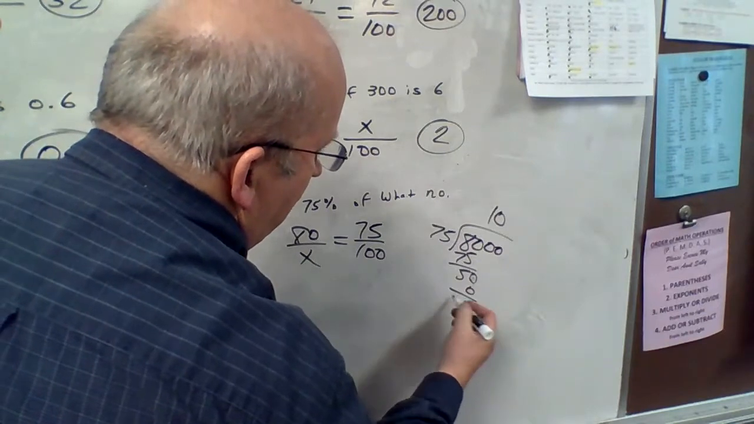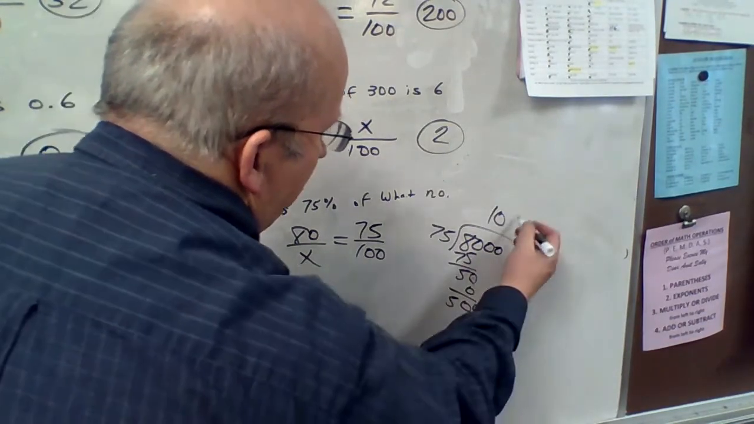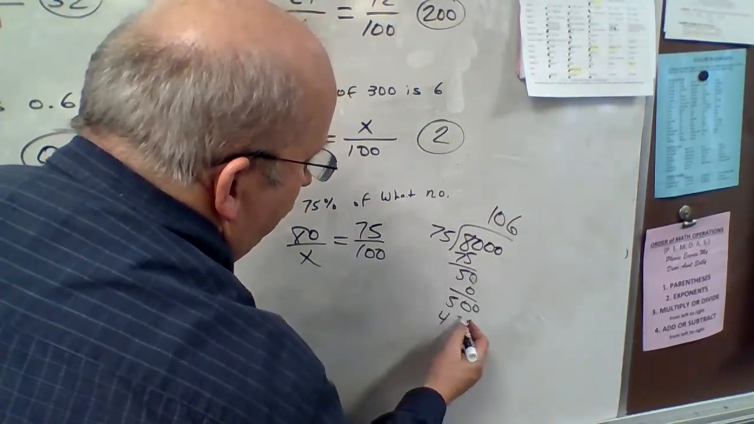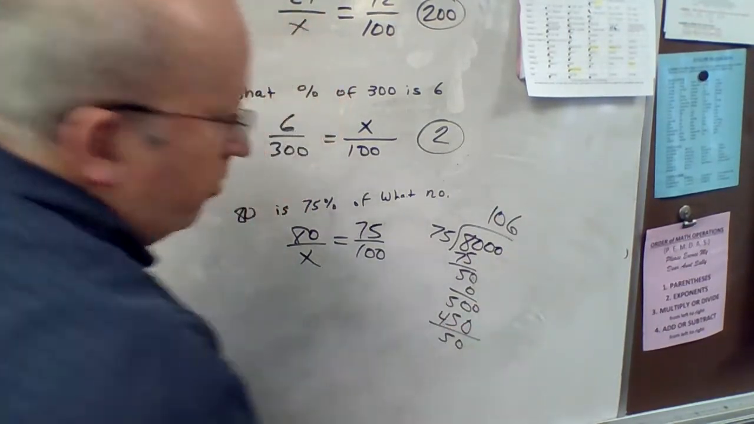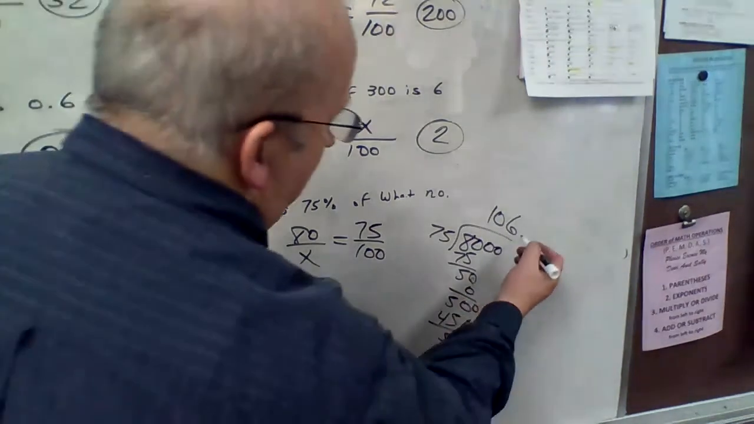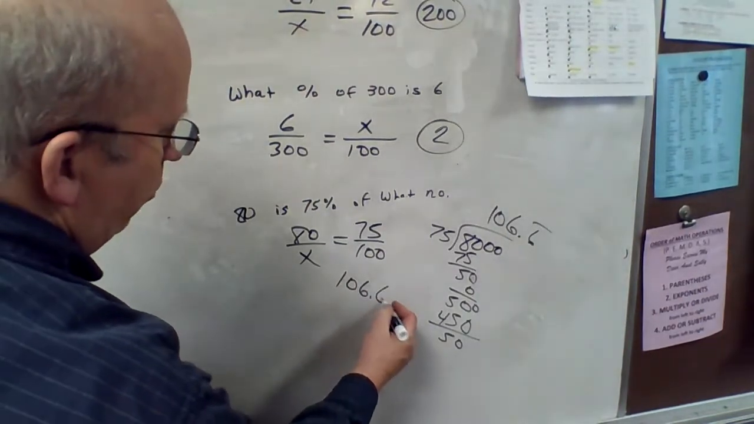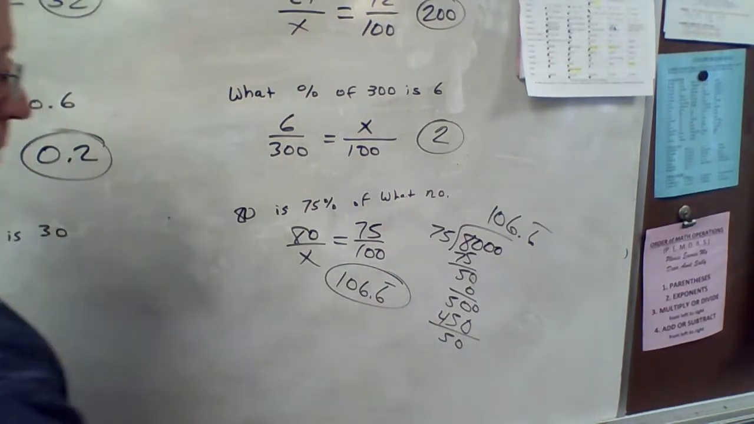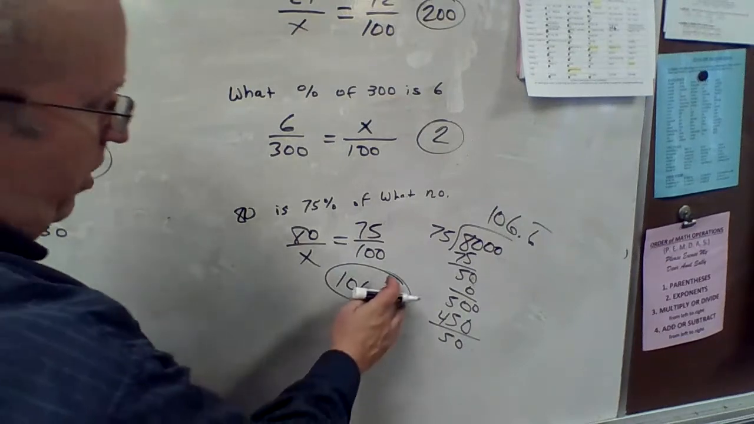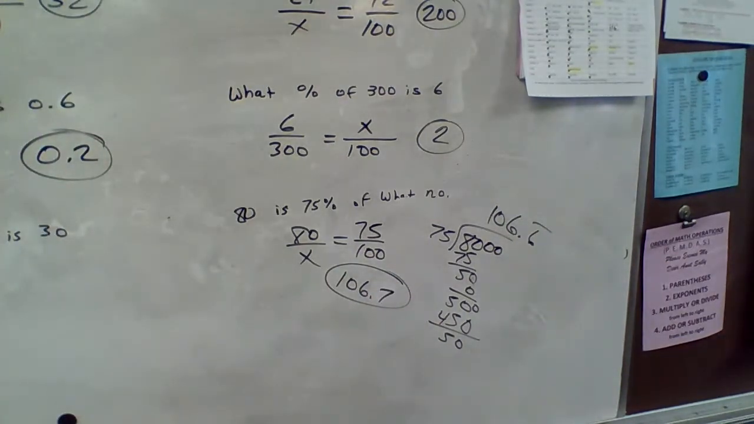Let's try 6 times. Uh-oh. I see some repetition happening there. It's going to end up being 106.6 repeating. And so that's our answer in this case. 106.6 repeating. But if we round to tenths, that would be 106.7.